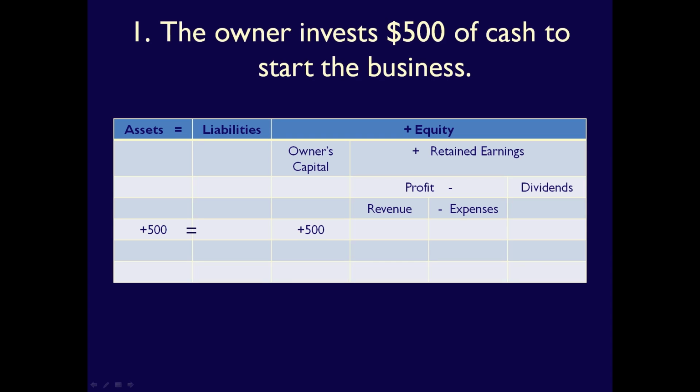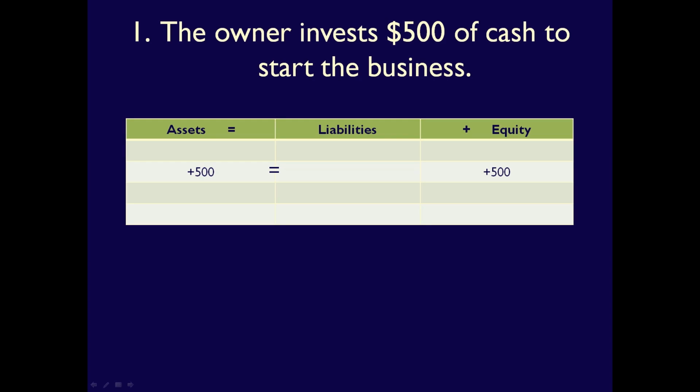Let's record this activity in the basic accounting equation. Assets increase $500, equity increases $500. This is because equity is made up of owner's capital and retained earnings. If either of those sub-elements increase, then equity increases also.